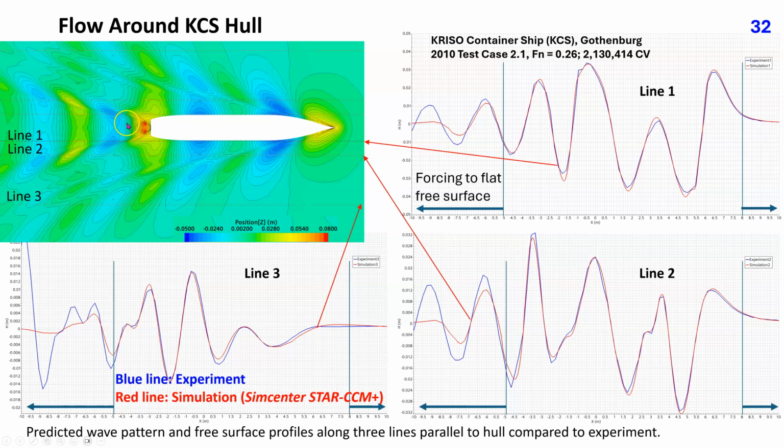This plot shows the wave pattern on the free surface, while these three plots show wave profiles along these three lines parallel to hull. A very good agreement within the unforced zone is obtained with experiment with moderate resources. The computation on a grid with circa 2.1 million cells can be run on a decent desktop within an hour.